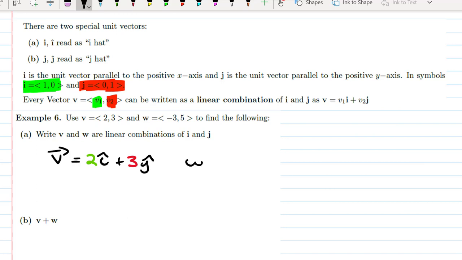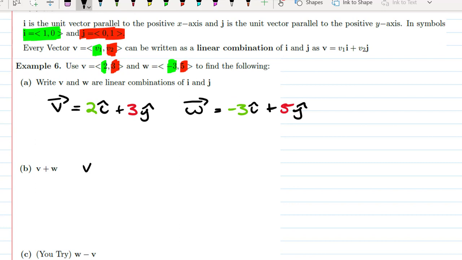Our vector w is going to be, its x component is negative 3 i hat plus 5 j hat. So it's really just a different way to write the vectors v and w. We can see that vector v still has components 2 and 3, and vector w still has components negative 3 and 5 respectively. So now when we add vectors in this new form, we're actually just collecting like terms.